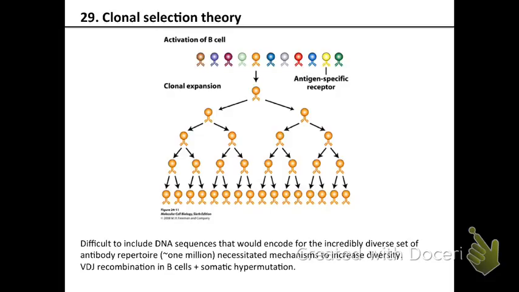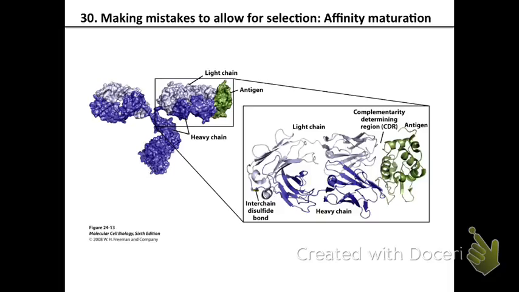However, this is not enough. So there's a second mechanism that purposely introduces mutations to the genes that encode for the antibodies to generate these different receptors. Does this make sense so far? All right. This is called somatic hypermutation, and what this does is it helps to select for antibodies that have a higher affinity to a certain antigen. Okay?